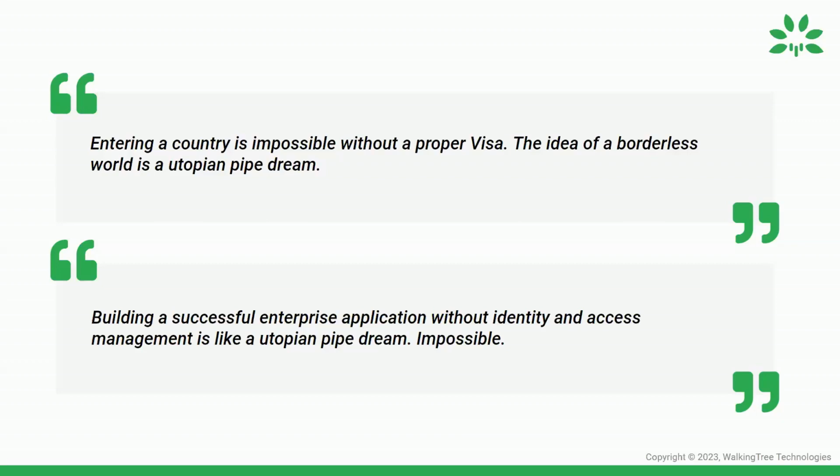Similarly, building a successful enterprise application without identity and access management is like a pipe dream, which is almost impossible. Here again, in an enterprise application, we need two things to give access to a user. One is to identify who the user is, and the other is to authorize what a given user can access within the application, be it a feature, data, a system, or a module. This is where the importance of identity and access management comes into the picture when we are building an enterprise application.